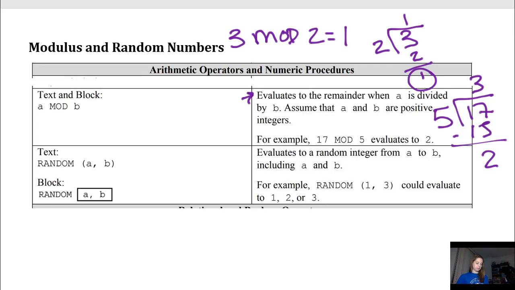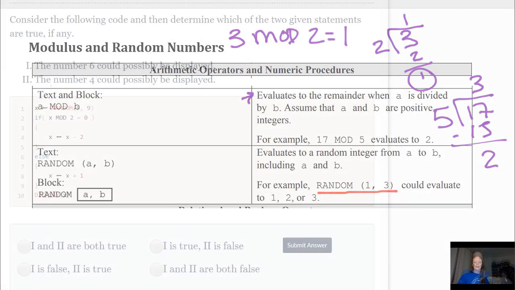Now random number, we have in JavaScript. I say random number because in JavaScript it's the command RANDOM, and then you put the 2 parameters in. So this evaluates to a random number from A to B, including A and B. For example, random 1, 3 could evaluate to 1, 2, or 3.